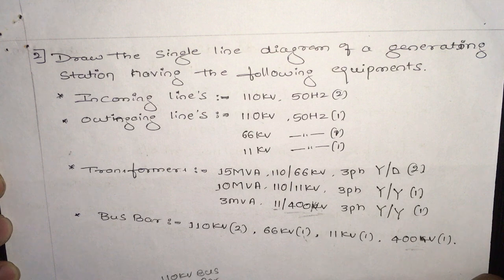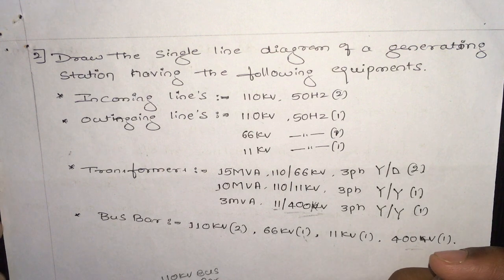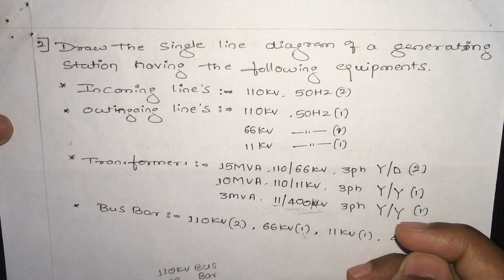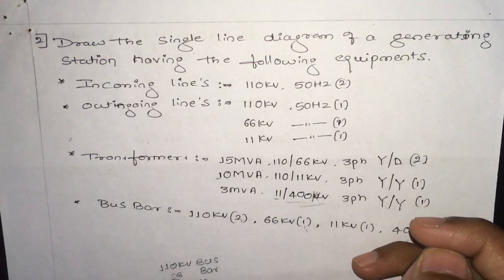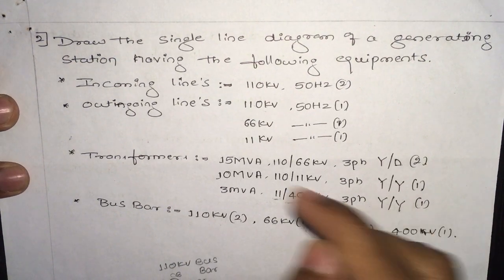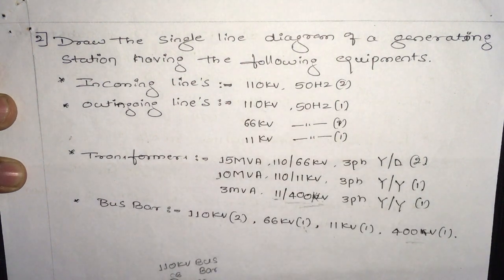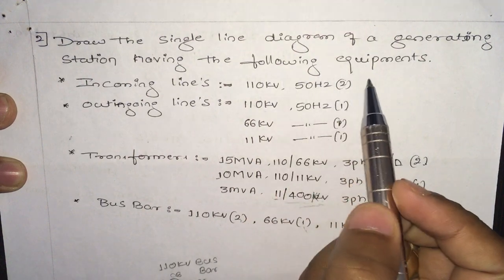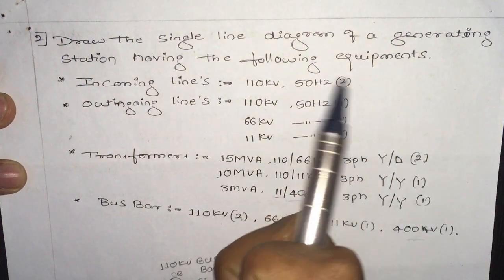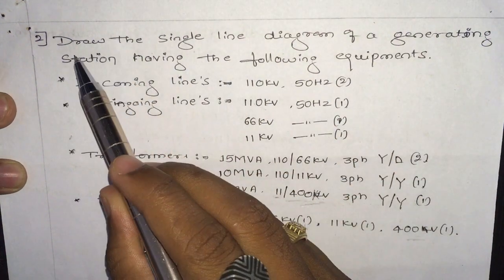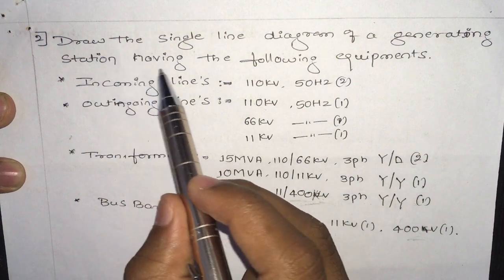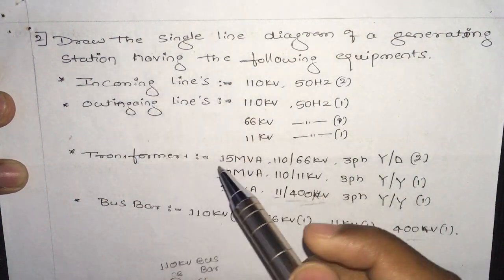Hello everyone. In this video we are going to see a problem on a single line diagram. Let us consider a problem. Draw the single line diagram of a generating station having the following equipments. They have asked to draw a single line diagram with the following requirements.